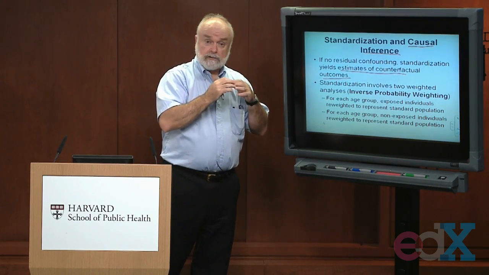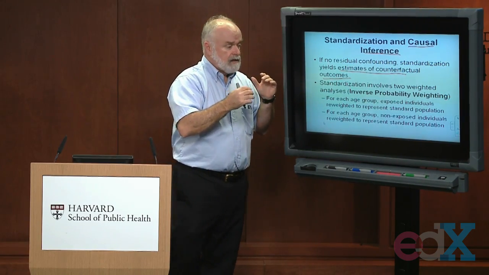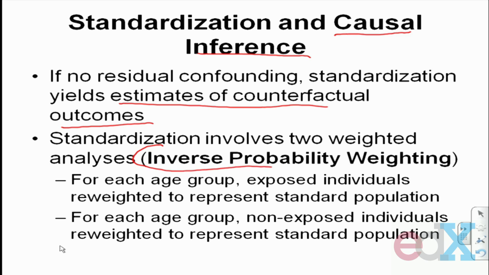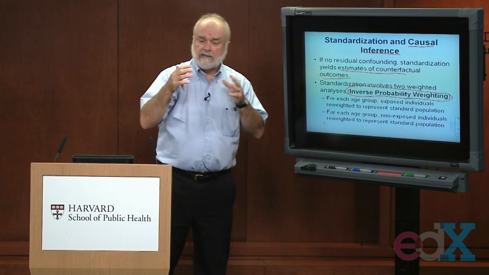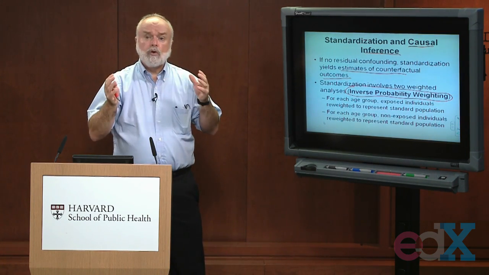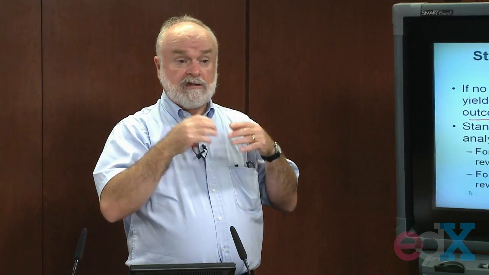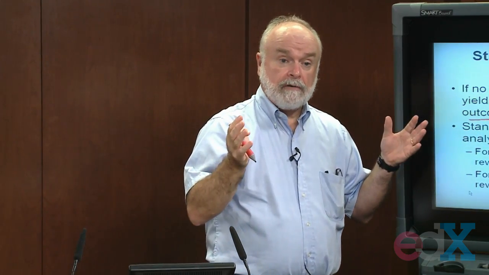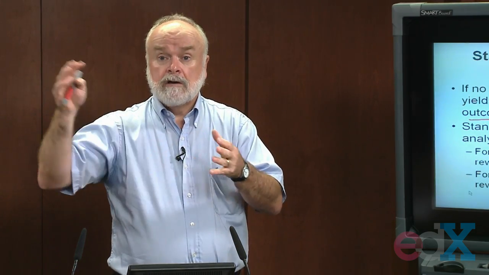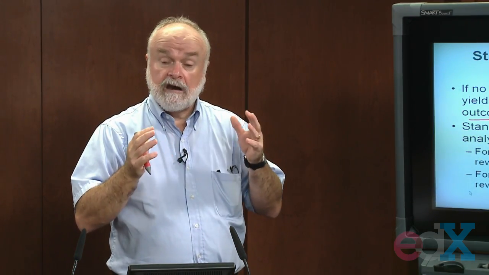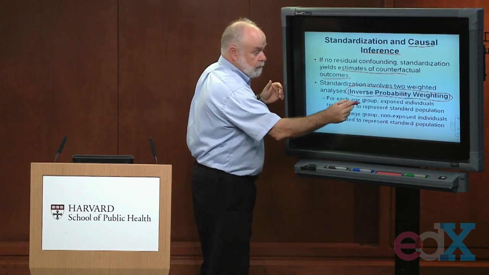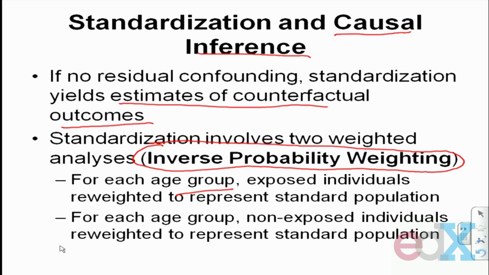Mathematically, I'll also show you in a coming lecture that standardization is linked to this idea of inverse probability weighting. Basically what standardization does, as you'll see in an example in a couple of lectures from now, is it reweights your data set. It reweights the exposed people so they represent the entire standard population, and reweights the non-exposed people to represent the entire population. So if you're standardizing by age, in each of your age groups, your exposed individuals are reweighted to represent everybody in that age group in the standard population, and likewise the non-exposed people in that age group are reweighted.